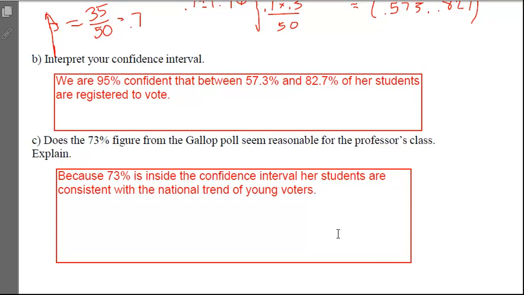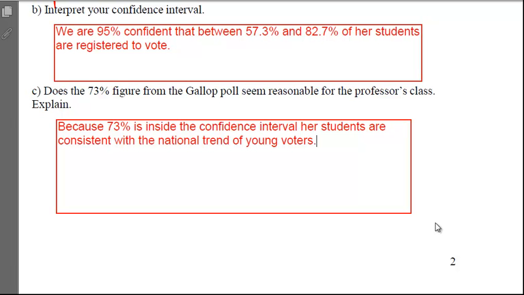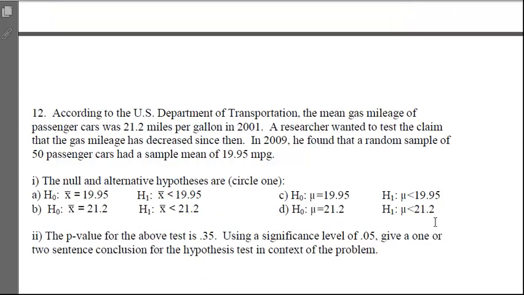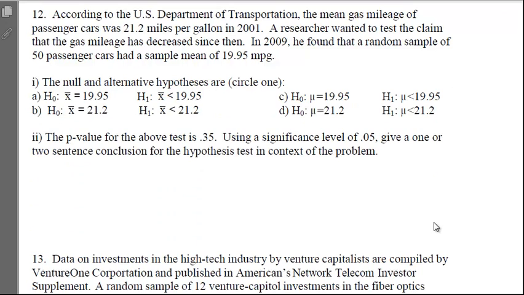Okay, so this is a pretty common question. If that 73% was really small, let's say 45%, then we could say that a bigger percent of her students vote than the national average. But it's not, it's 73%. So what you want to do is just see if that value is inside the confidence interval. All right, so let's move on to the next question.